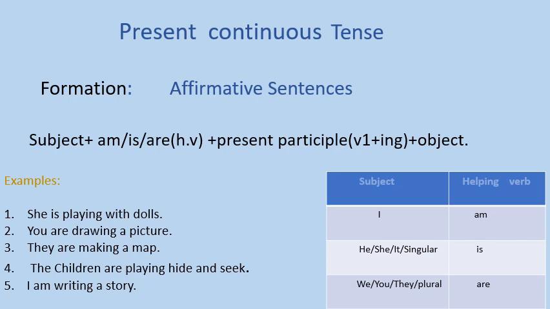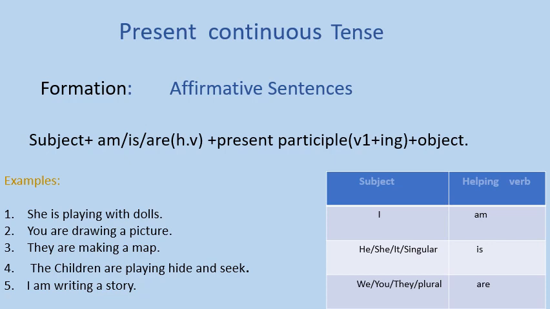Formation for the affirmative sentences. In the beginning we use subject, then helping verb am, is, are, then present participle form. It is also called the be plus ing form, then object. Examples, he is playing with dolls. Second, you are drawing a picture. Third, they are making a map. Fourth, the children are playing hide and seek. Fifth, I am writing a story.